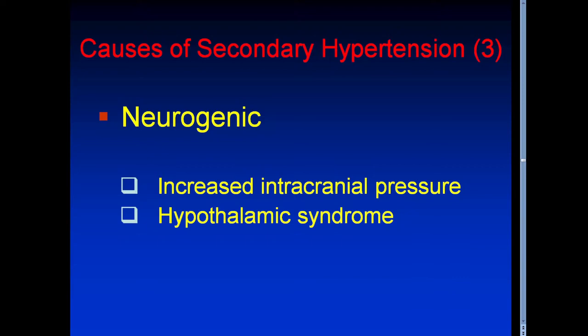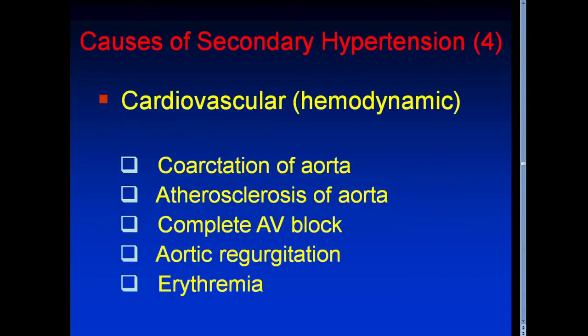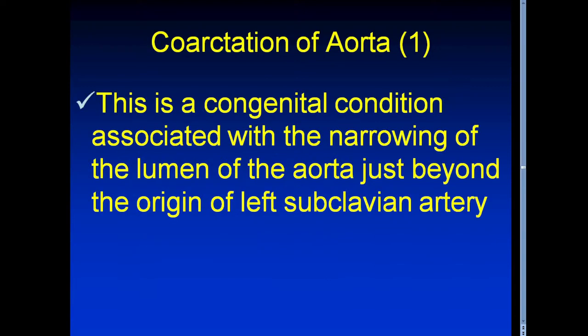The next cause of secondary hypertension is neurogenic: increased intracranial pressure and hypothalamic syndrome. Cardiovascular hemodynamic causes: coarctation of aorta, atherosclerosis of aorta, complete AV block, aortic regurgitation, and erythremia or polycythemia vera. Coarctation of aorta is a congenital condition associated with a narrowing of the lumen of the aorta just beyond the origin of the left subclavian artery.